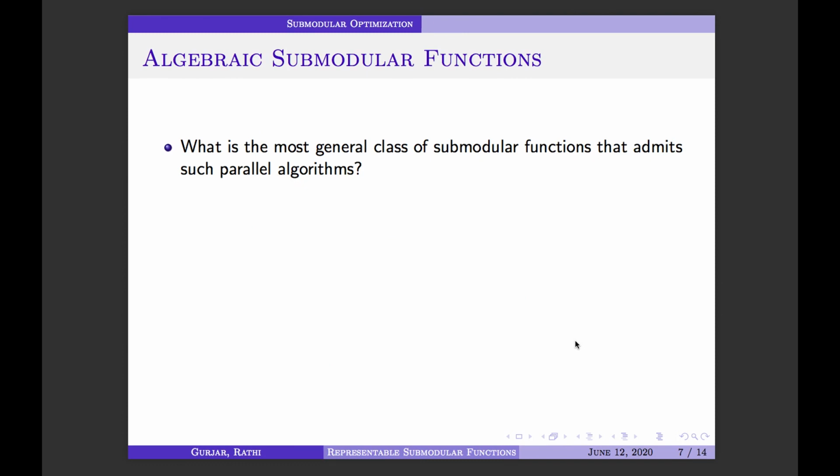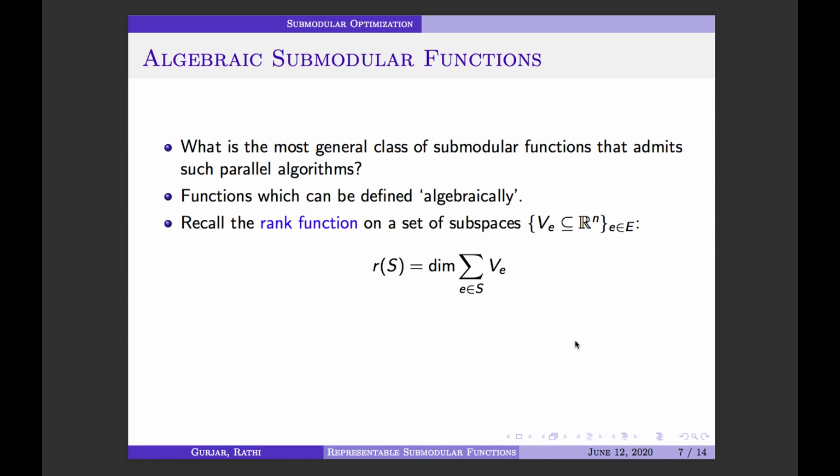Since the parallel complexity of general submodular functions is not completely clear, it's natural to ask what is the most general class of submodular functions that admits such parallel algorithms. If you are interested in algebraic algorithms, then you should look for functions which can be defined algebraically in some sense. One such example was the rank function, which was defined on a set of subspaces. However, as we discussed before, this function is monotone, and that's why the minimization question is not interesting for it.